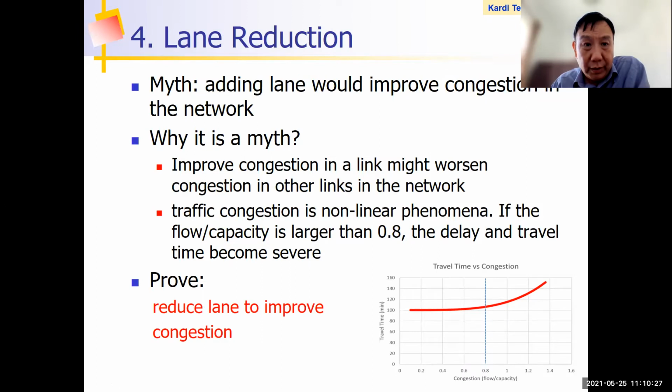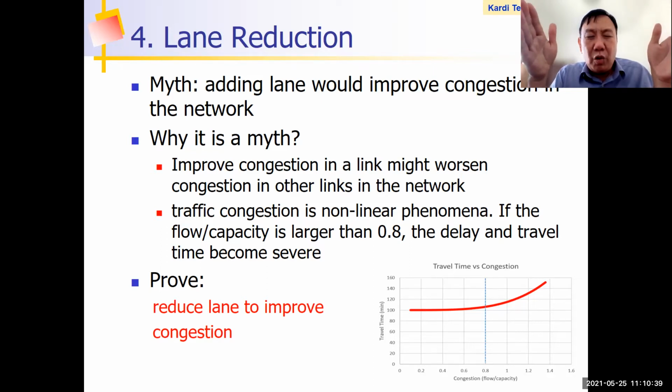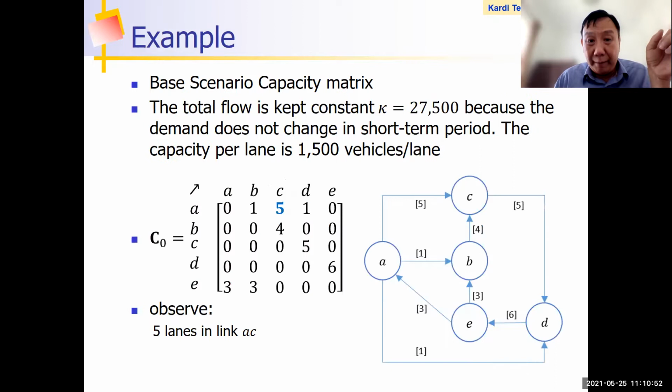Okay, so this is another example of people always thinking that to improve the congestion in the road network, you want to add a lane, right? So you always widen the road, but this is actually a myth. Traffic congestion can also be improved by reducing the number of lanes, but you have to know where.